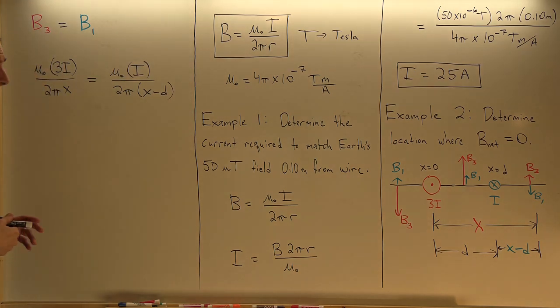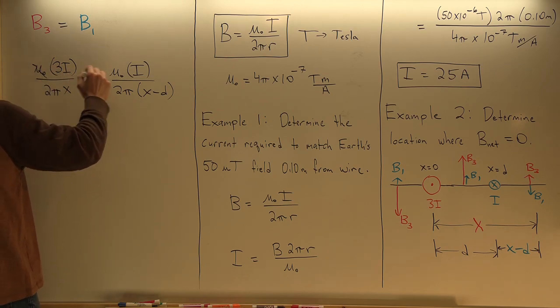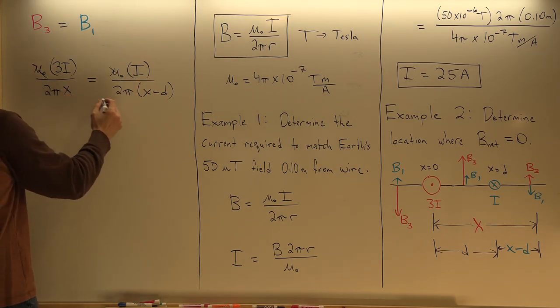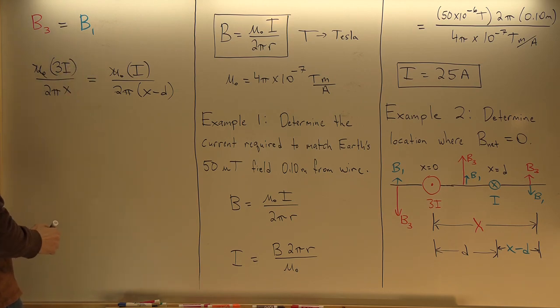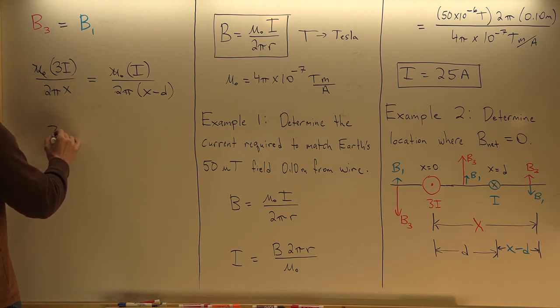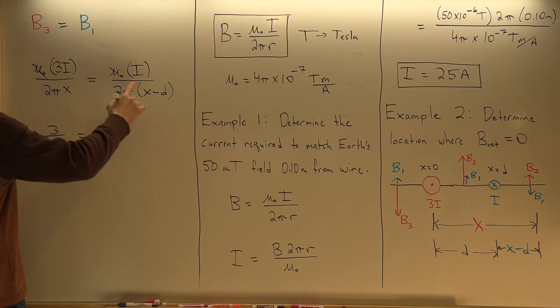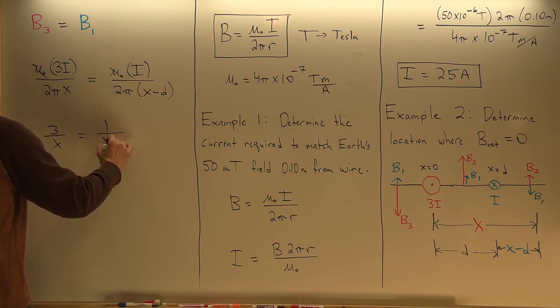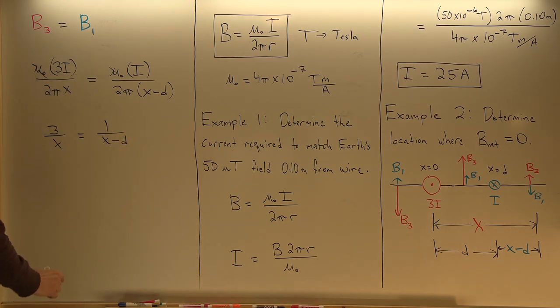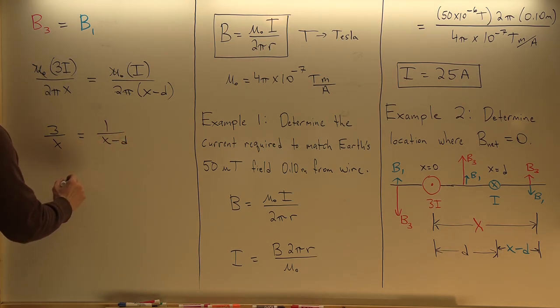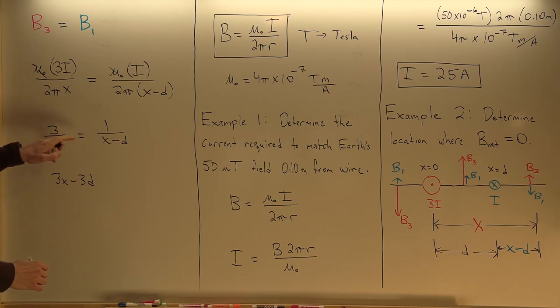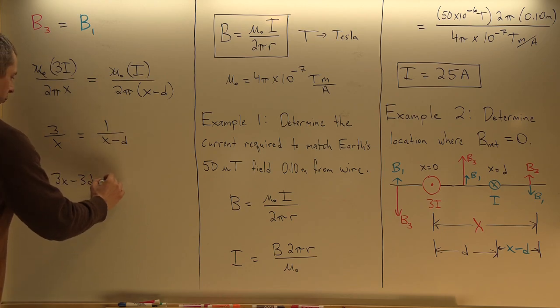And now all that's left is a little algebra to solve for d. What you can see is the mu zeros cancel. The 2 pi's cancel. And so does the variable I. And what's left is 3 over x and 1 over x minus d. So I can cross multiply. I get x times 1. And on this side, 3x minus 3d. Right? That's what happens when I distribute the 3 into x minus d. And on this side, just 1 times x.